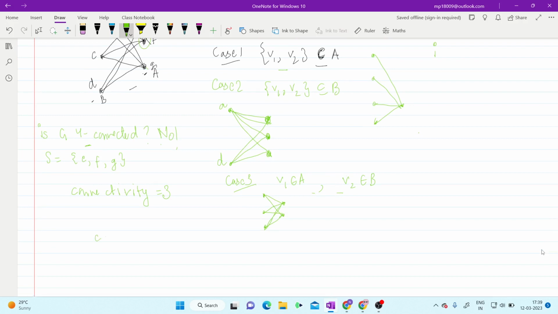So if a graph has connectivity K, it is always true that G is K connected. So if connectivity is 3, then G has to be 3 connected. But there is an additional thing: it is K connected, but it is not K plus 1 connected.